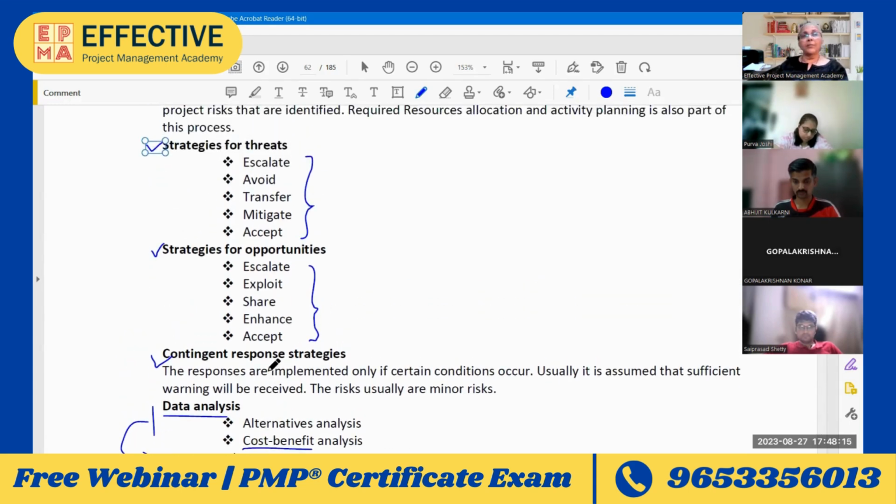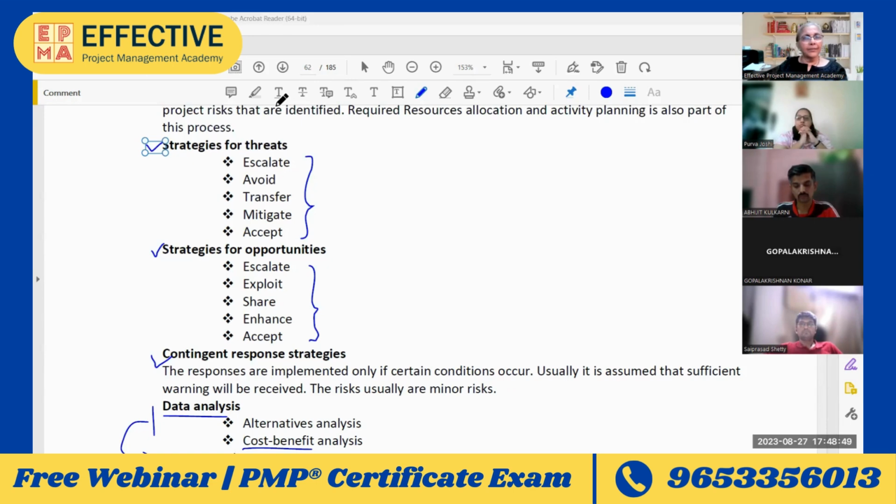Okay, so that's what typically happens with small size risks. About larger risks, data analysis will happen in larger risks also, okay, when you take action. But the strategies will be different. For negative risks, the strategies are escalate, avoid, transfer, mitigate, and accept. So, what is escalate? There are certain risks, depending on the size of the risk, where the project manager is not in a position to take a call. So it is beyond his powers. He needs to escalate it.